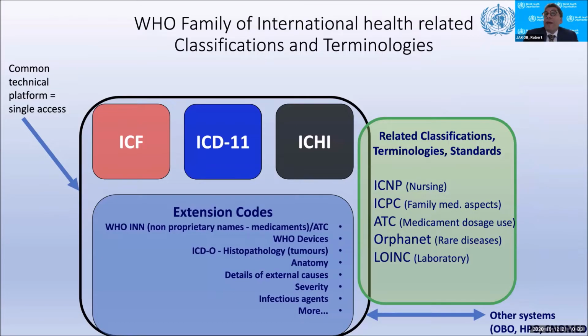We have a family of classifications and terminologies that consists of the ICD, that's the most prominent. Then we have the ICF, that's a functioning classification, International Classification of Functioning, Disability and Health is its full name. And we have the ICHI, that's the International Classification of Health Interventions, that covers medical interventions, all kinds of other clinical interventions, functioning interventions, up to the level of public health interventions in the format of prevention programs or special monitoring. All these special classification systems share what we call extension codes.